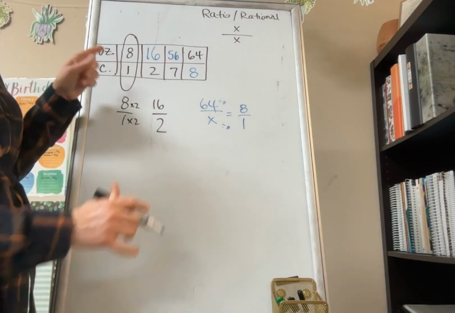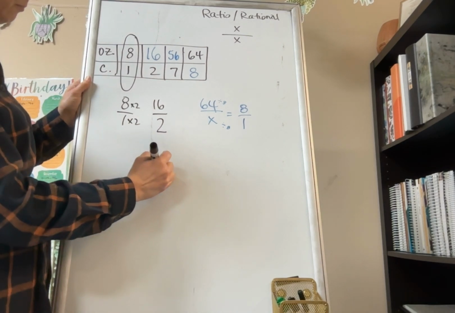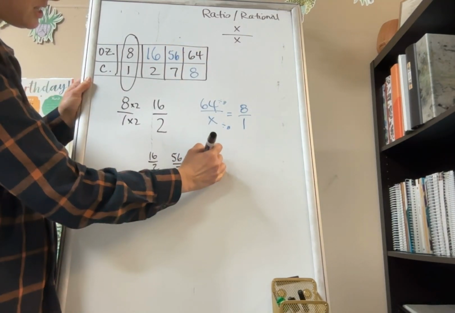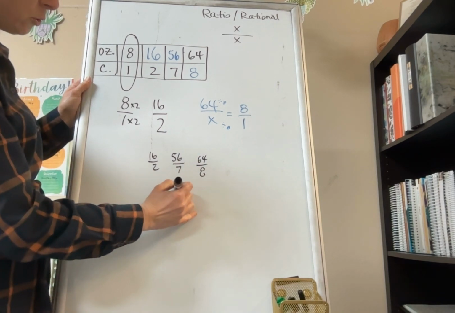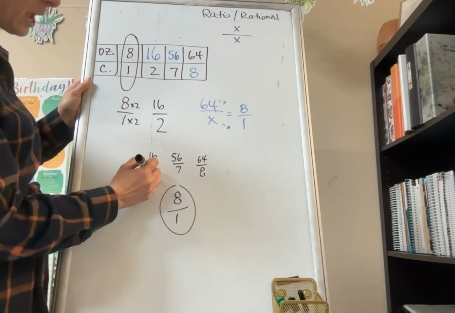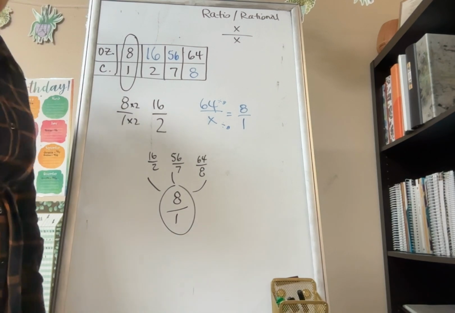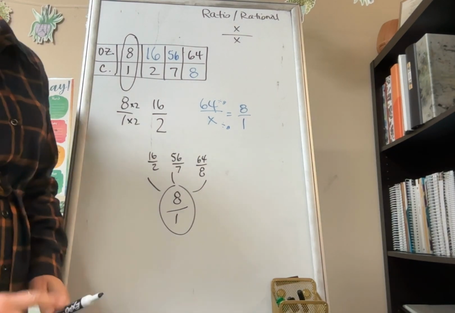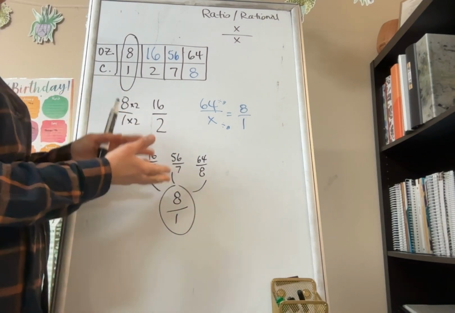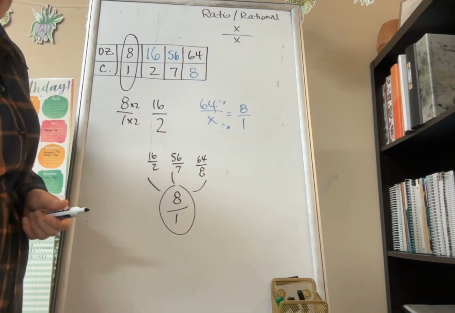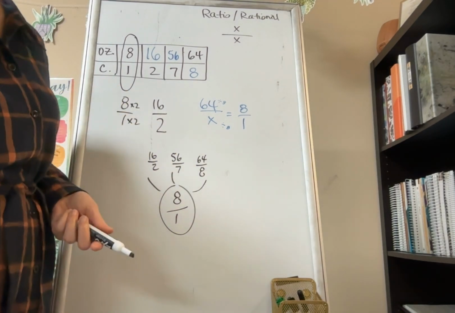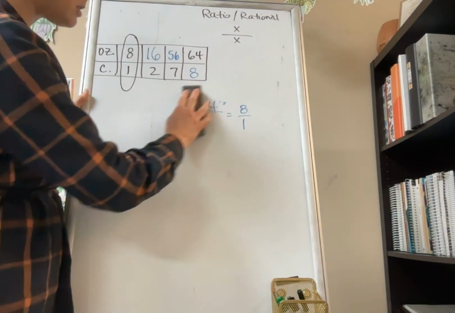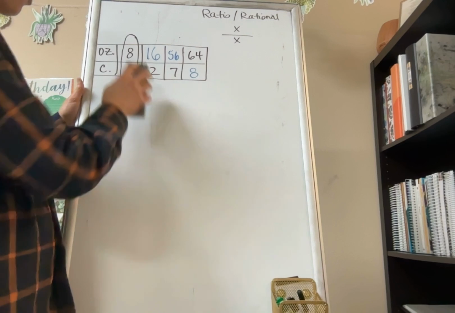All of these columns, 16 over 2, 56 over 7, and 64 over 8. When you reduce them to lowest terms, they all become 8 over 1. Okay? They all become 8 over 1. They reduce to the very same fraction. Now, example 4 tells us how we could solve a problem using a table. So let's look at example 4.